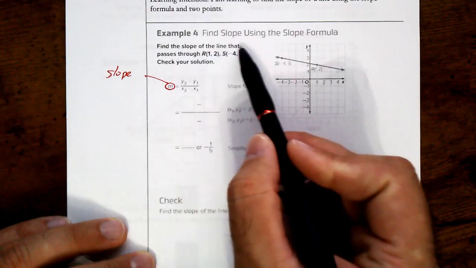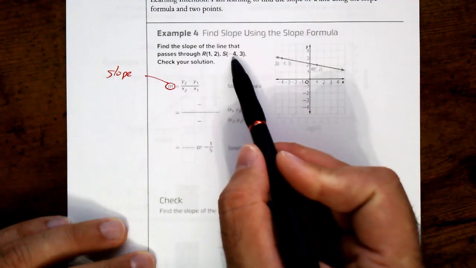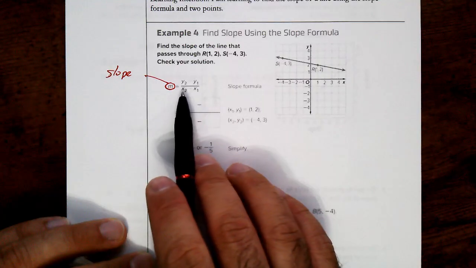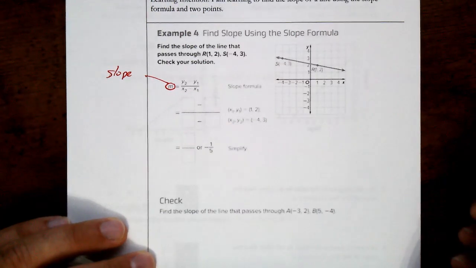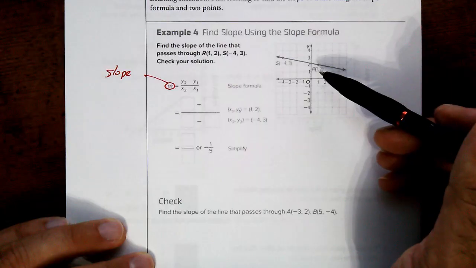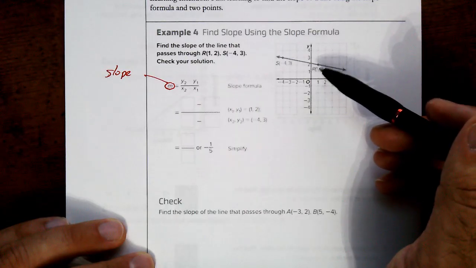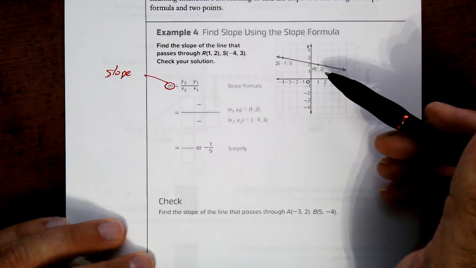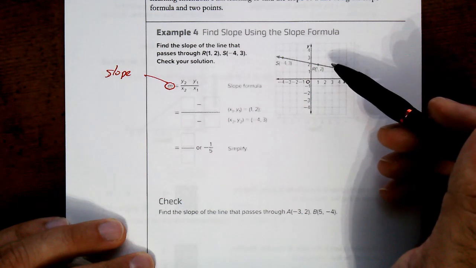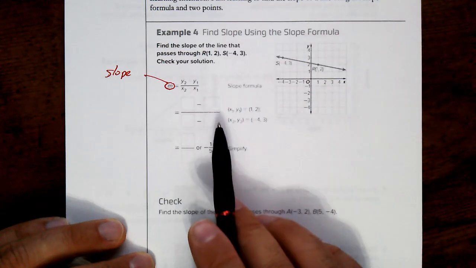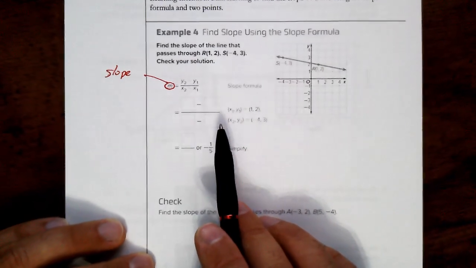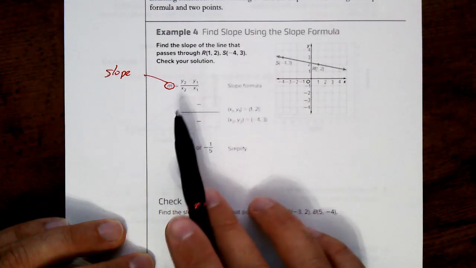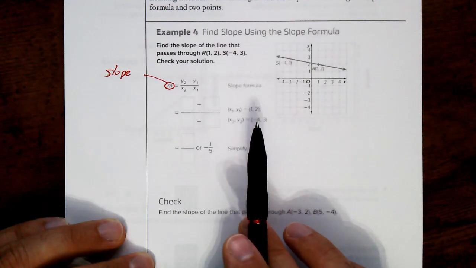So find the slope of the line that passes through (1, 2) and (-4, 3). Check your solution. So we still have our y2 minus y1, x2 minus x1. When we're looking at a graph, always go left to right. Except when you're trying to find slope. Here you may want to go backwards.